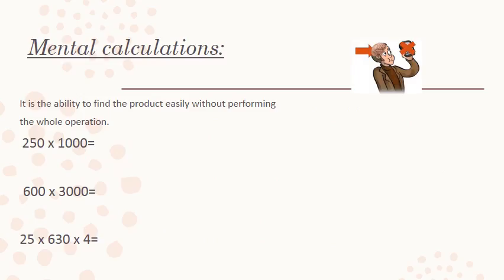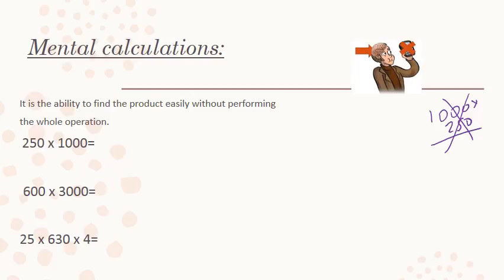Now the second objective is calculating mentally. Well, mentally means it's the ability to find the product without performing the whole operation. So for example, I'm not going to put 1000 times 250 and multiply, no. Okay, I'm going to search for an easy way to find the product without even performing it. How? If you look at this number, you see that I have 1000. 1000 is a multiple of 10. So it's every time easy for you to multiply if you have multiples of 10 because you have zeros.